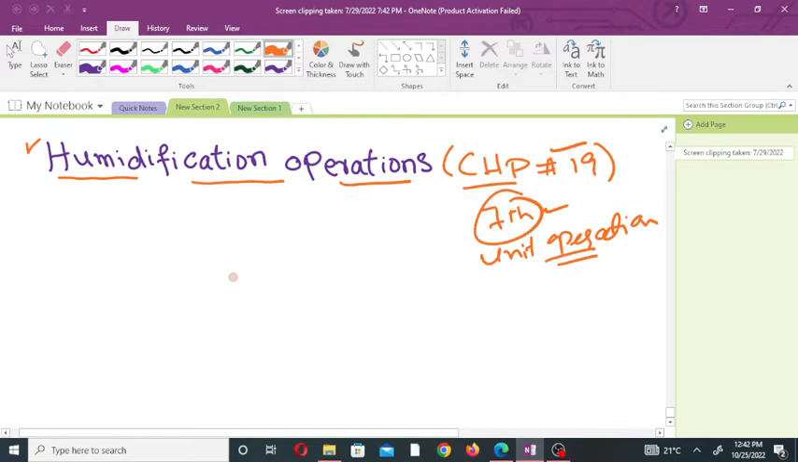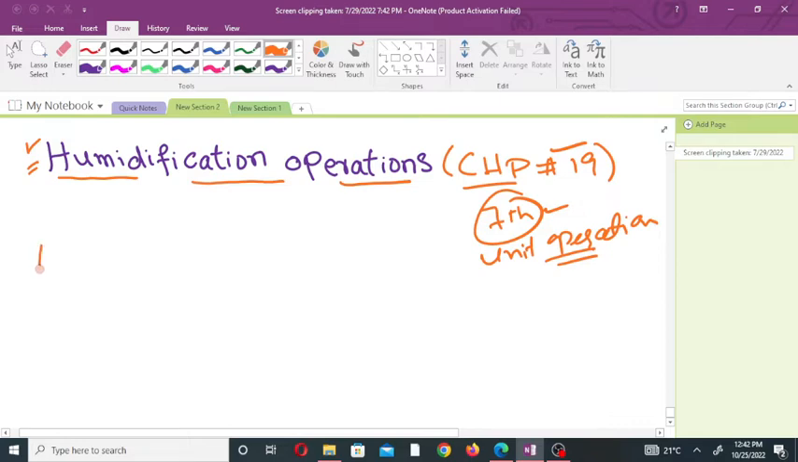Humidification operations are very important in the chemical industries. These humidification operations are also used to make humidity charts. In the cooling tower we can also use this humidification phenomenon. So first of all we should know about humidity. The first topic in humidification operations is humidity.